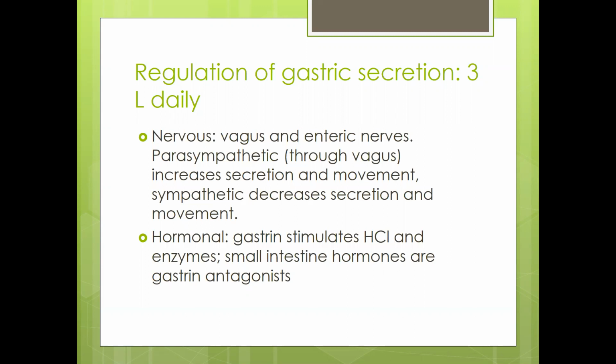Under hormonal control, we have gastrin, which is going to stimulate hydrochloric acid and the enzyme production, the pepsin production. And then the small intestine hormones are gastrin antagonists. The reason why we want them to stop gastrin secretion is that we don't want hydrochloric acid in an empty stomach. So as the food leaves the stomach and goes into the small intestine, the small intestine will inhibit the action of gastrin, so you don't keep making that hydrochloric acid on an empty stomach.